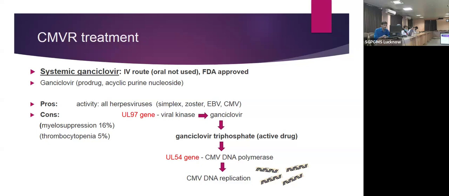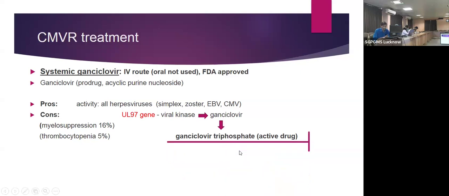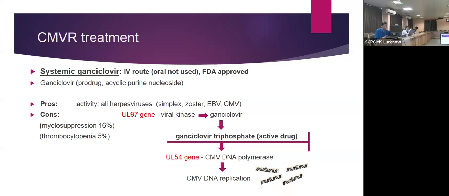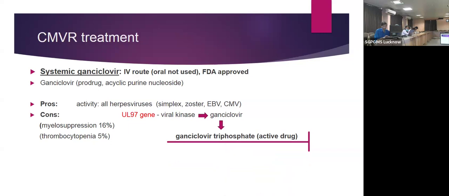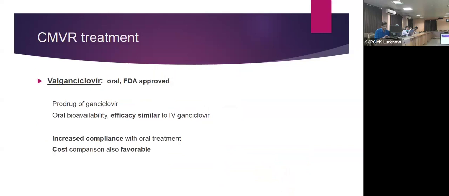And this is the drug that at the initial phase of viral replication binds to the viral kinases, and ganciclovir triphosphate is the active drug, and the further cycles are broken. This cycle is broken and the virus cannot replicate further. But myelosuppression is the big issue with this drug.